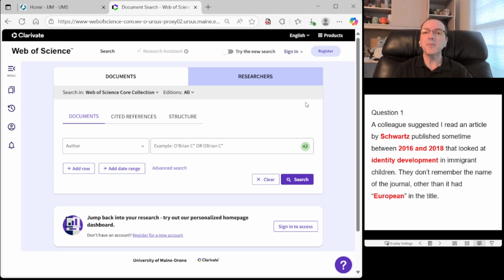To start with, let's look at our question: a colleague suggests I read an article by Schwartz, published sometime between 2016 and 2018, that looked at identity development in immigrant children. They don't remember the name of the journal other than it had European in the title. And you'll notice I've highlighted some specific words in red that we can use in our search.